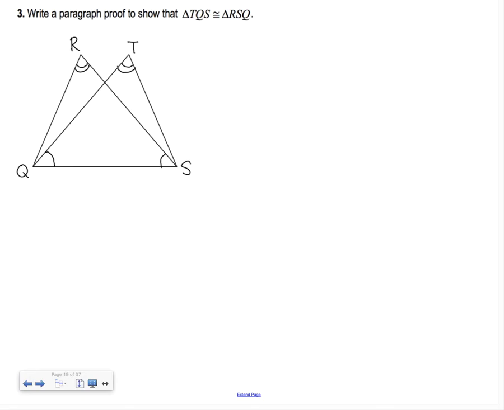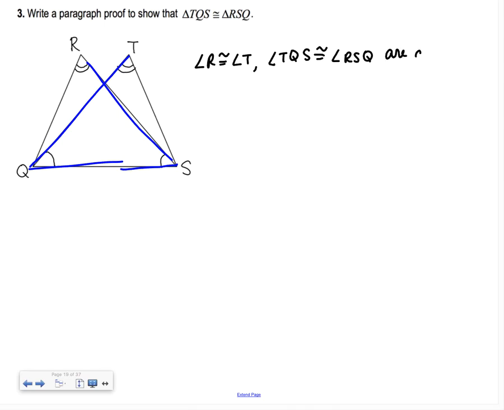All right, so the next one is paragraph proof. These can be a little bit harder, and you can write statements and reasons if you want to. We're trying to prove these two triangles are congruent. Luckily we have some things that are given to us. We know that angle R is congruent to angle T, and we know that angle TQS is congruent to angle RSQ. We know this because these are given to us. So we at least have angle, angle.